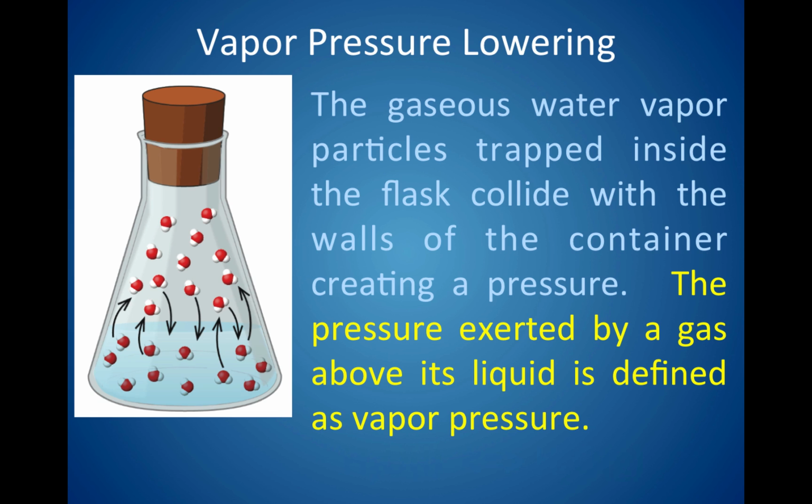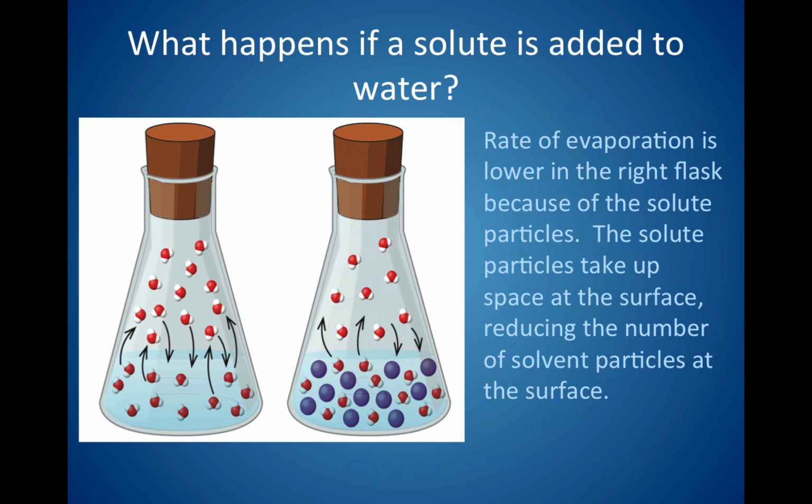The gaseous water vapor particles trapped inside the flask collide with the walls of the container, creating a pressure. The pressure exerted by a gas above its liquid is defined as vapor pressure. Well, what happens if a solute is added to water? The flask on the left represents the original flask. Notice that there are only water molecules in that flask. That's the pure solvent. In the right flask, we have added some solute, represented by the blue spheres.